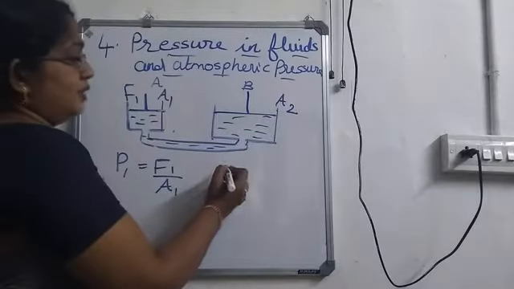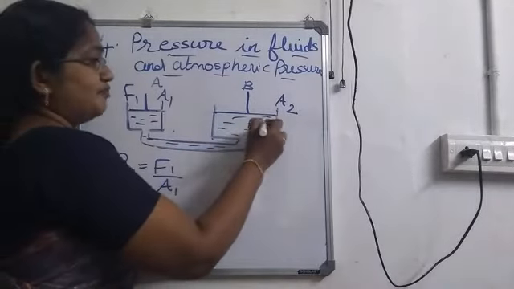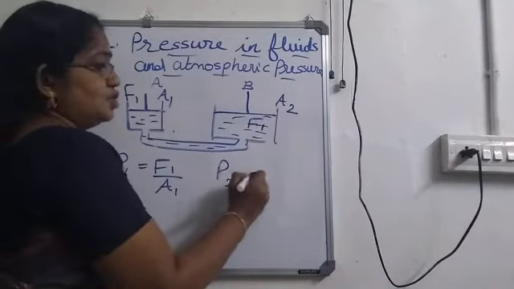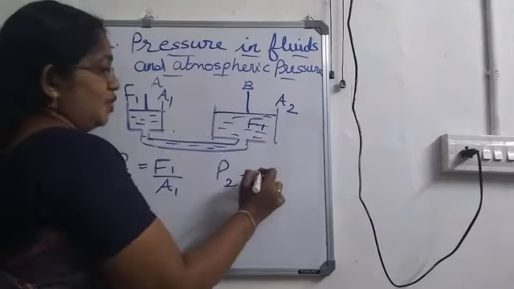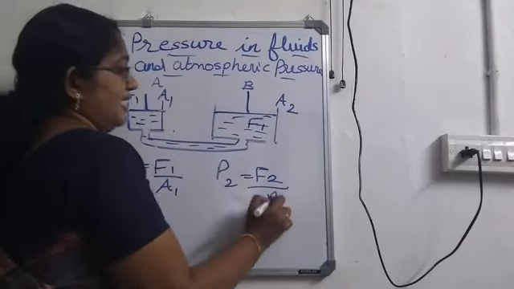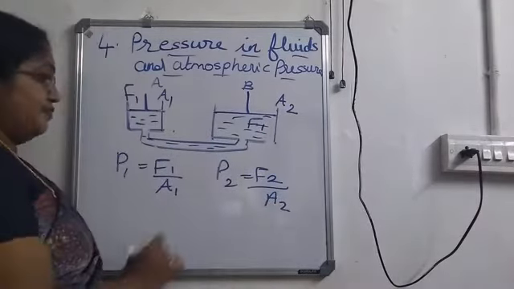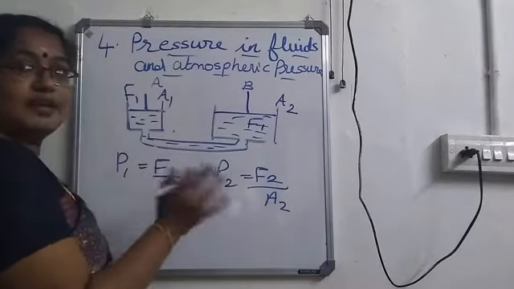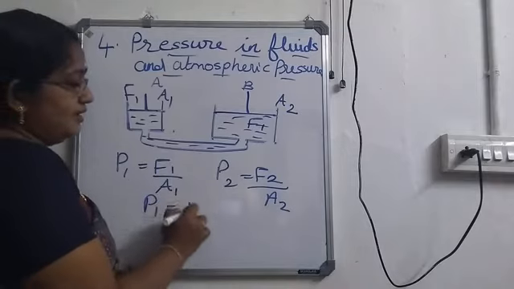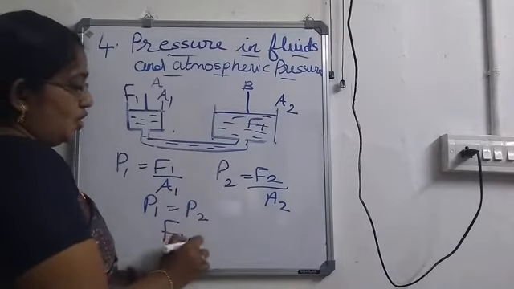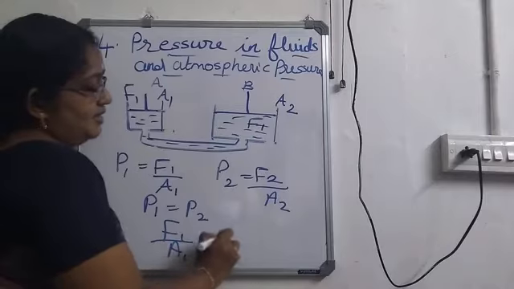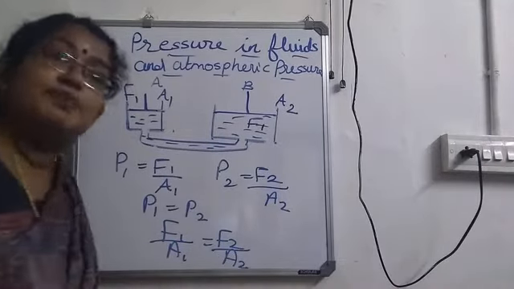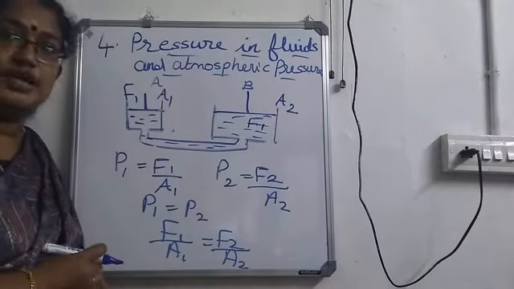So what about the force? Let F1 be the force which acts on this piston, and let the pressure formed here be P2. This is given by F2 by A2. And according to Pascal's law, the pressure will be the same. That means P1 is equal to P2, or you can say F1 by A1 is equal to F2 by A2. This is the principle of a hydraulic machine.